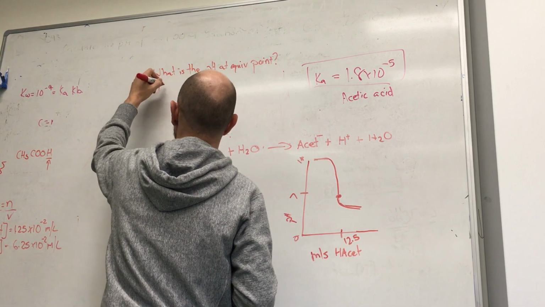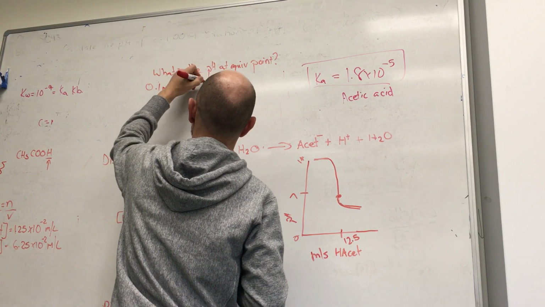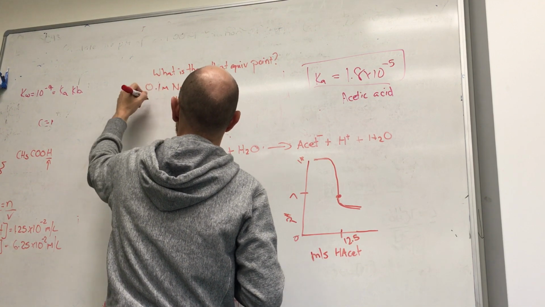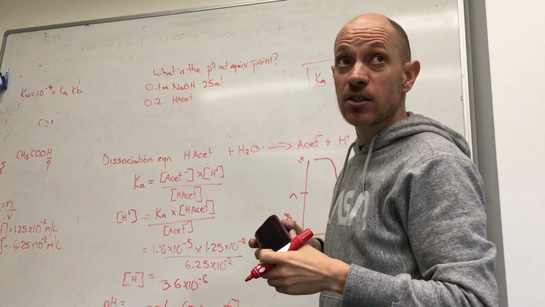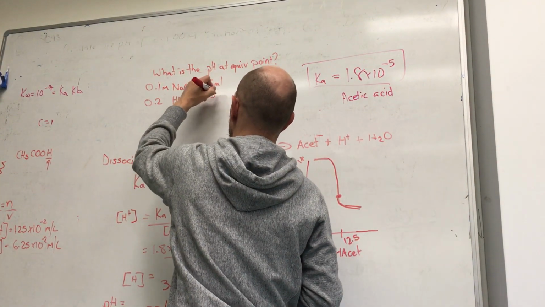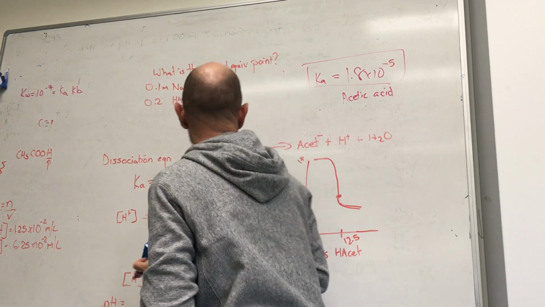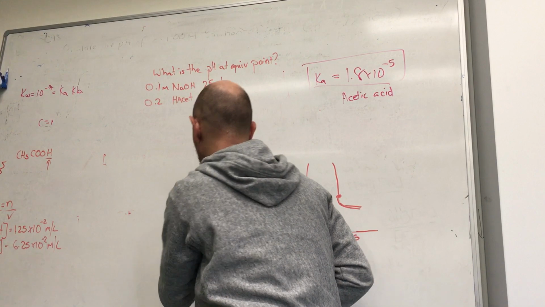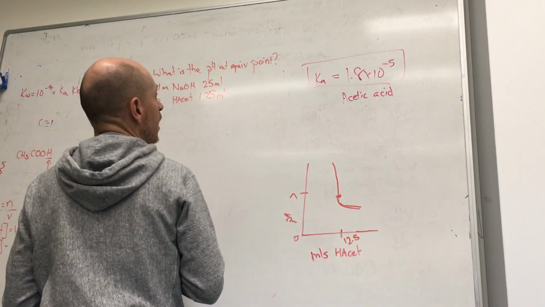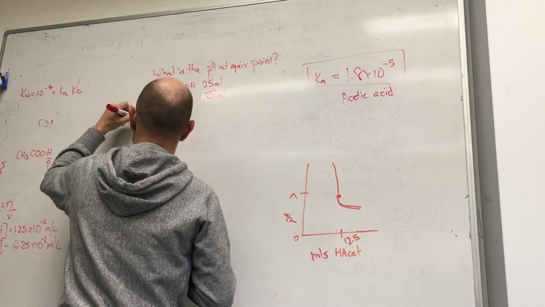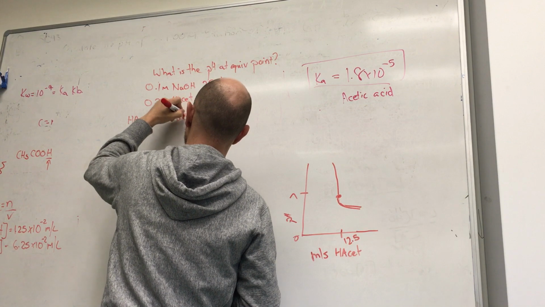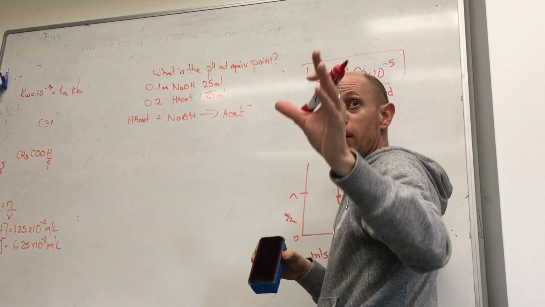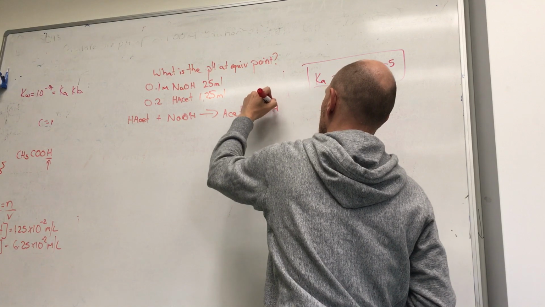So it's 0.1 mole, we've got 25 mils of that. So our HAcet at 0.2 moles, the equivalence point is 12.5 mils. Okay, so if we follow the same logic as we started with before, let's write up our reaction first. So our reaction is going to be HAcet plus NaOH, giving us, I'm just going to call it Acet minus. This time round, we're going to ignore the sodium because it's a spectator, plus H2O.